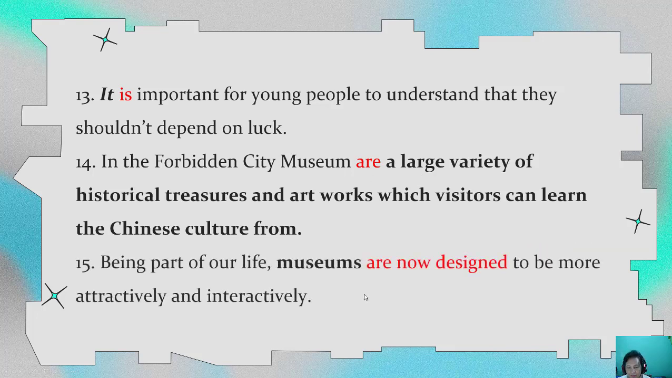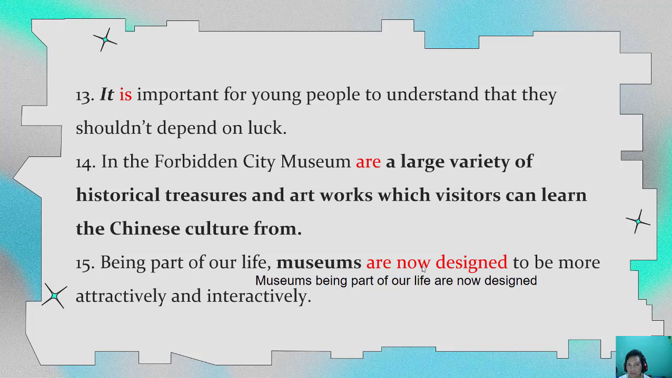Okay, the next is being part of our life. Museums are now designed to be more attractively and interactively being part of our life. There is a comma here. Surely this is not the subject. So the subject is this one. You can put this in this position: Museums being part of our life. So it is like an adjective clause, almost the same as an adjective clause, but in a shortened way. Museums being part of our life are now designed. That's why the subject is museums and the predicate is are now designed.